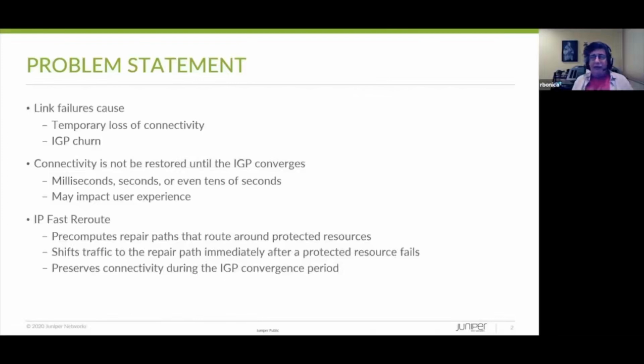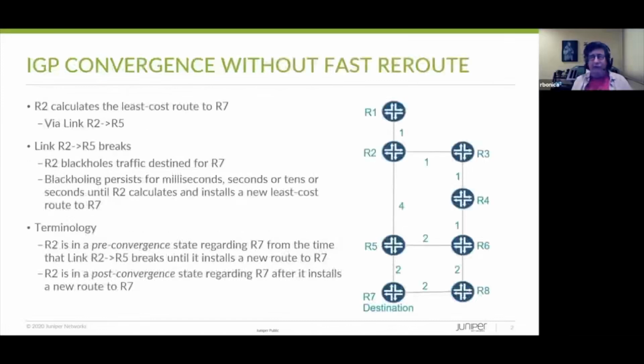So we have this idea of IP fast reroute. IP fast reroute protects some resource, either a link or a node, and it computes a repair path around that protected resource. When the protected resource fails, the node just upstream of the failed resource shifts traffic to the repair path so that connectivity is preserved during the IGP convergence period. Anyhow, that may have sounded like so much gobbledygook, so I'll give you a concrete example.